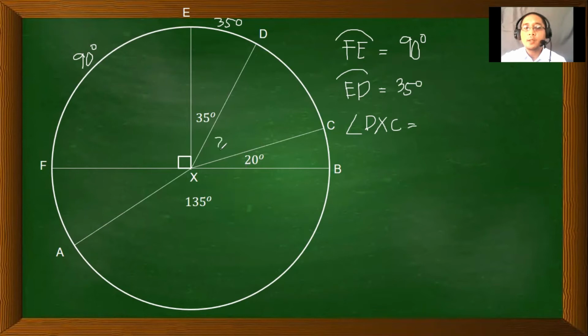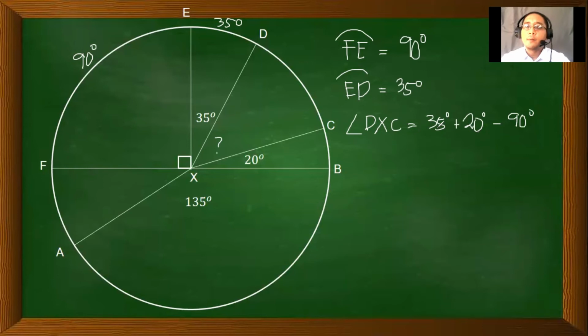So if we place here the missing item, we can solve that one by applying the 90 degrees as the whole angle of the given item here. So all we need to do is add all those items there and subtract it from 90 degrees. So we have 35 degrees plus 20 degrees, and subtract it from the whole angle, which is 90 degrees.